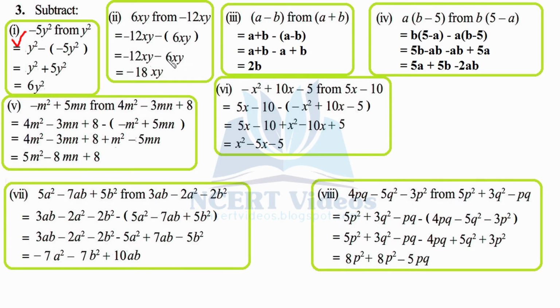Again like terms, 12 minus 6. Well, now we have to see very carefully, it is minus sign, so both are negative signs, therefore we will add them up. 12 plus 6 is minus 18xy.